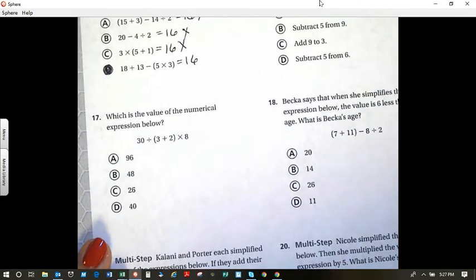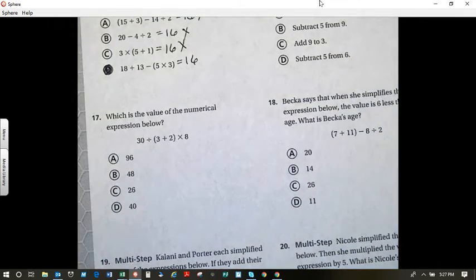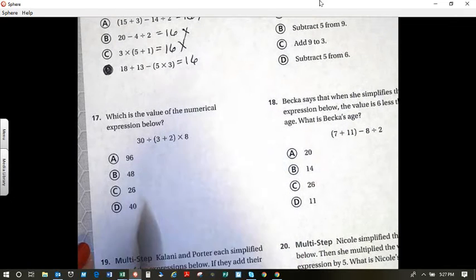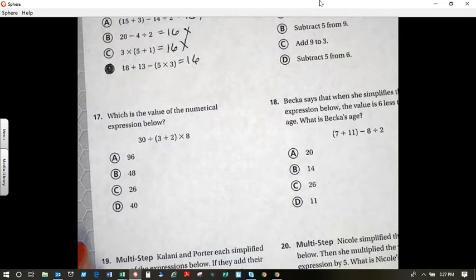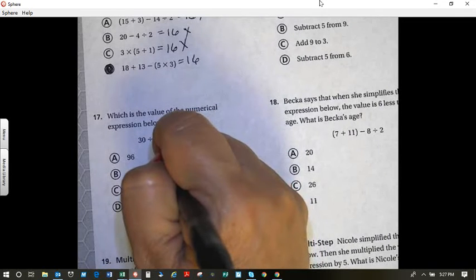Okay? All right, let's look at the next one. Which is the value of the numerical expression below? And here we can just work it out. I have to go to my groupings first. So where am I going to go? That's right, 3 plus 2. 3 plus 2 is 5.